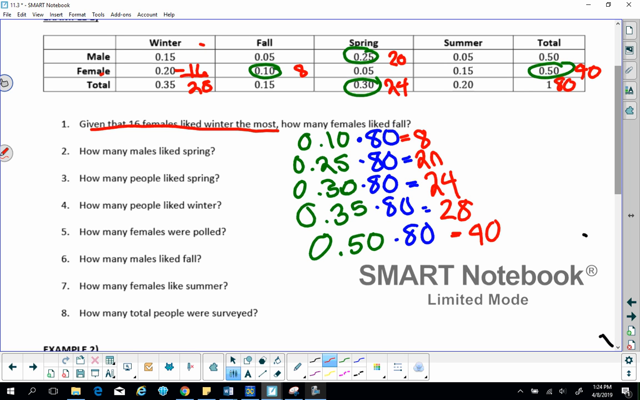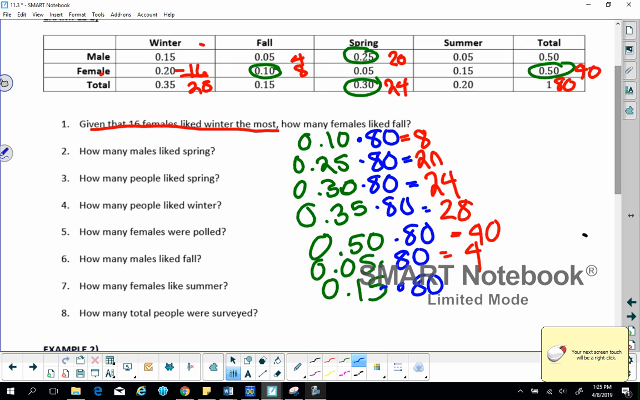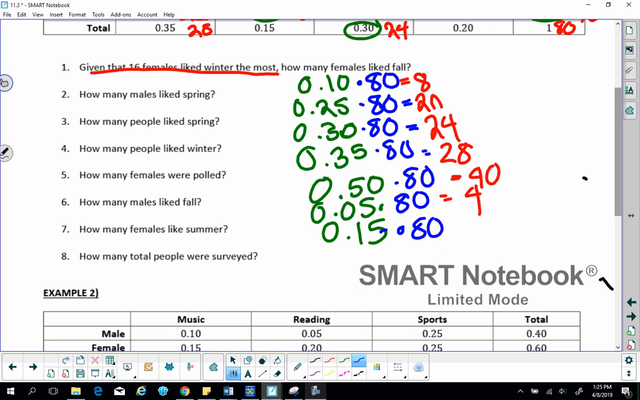Cool. Next one, how many males like fall? 0.5 times 80. What are you guys getting? 4. How many females like summer? 0.15. Mm-hmm. Times what? Times 80. Yep. What are you guys getting? 12. And then, how many people total were surveyed? 80.